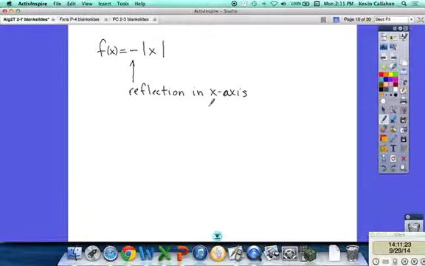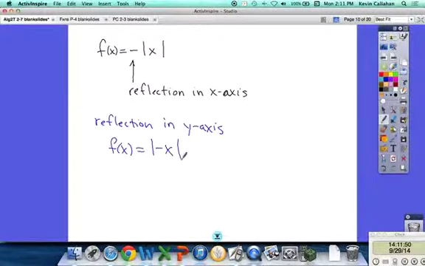I mean, the question has come up, what about a reflection in the y-axis? And there is such a thing as a reflection in the y-axis. This is how you do it. We don't really deal with it much. That would be like doing this: f of x equals the absolute value of negative x. If you put the negative inside, that would flip it across the y-axis.